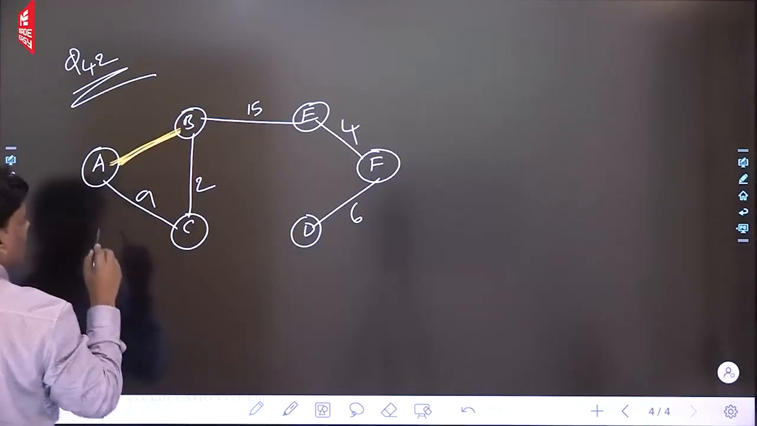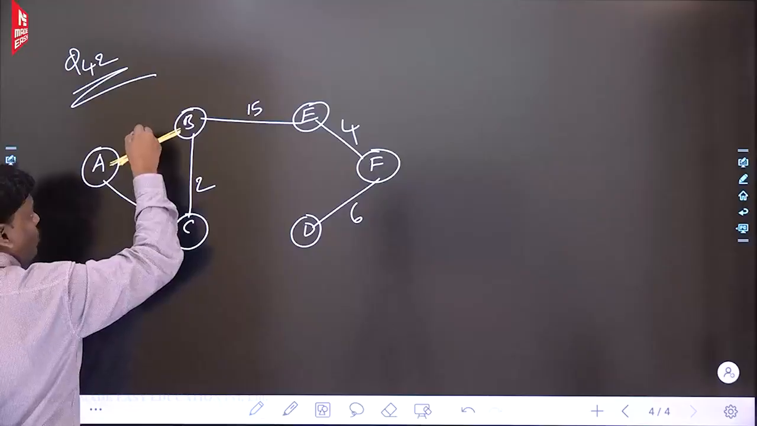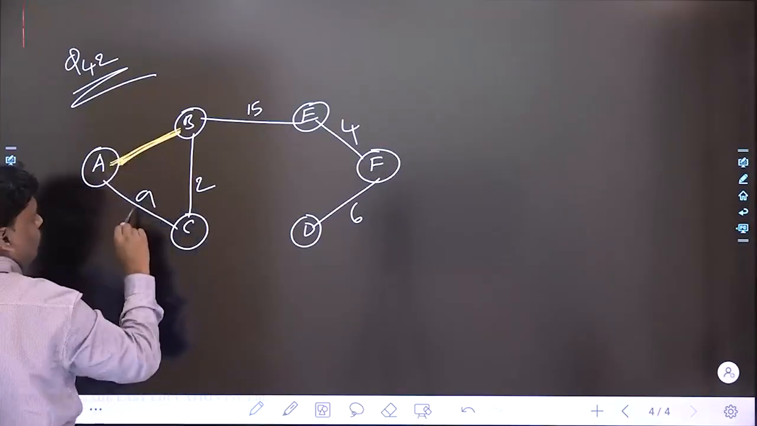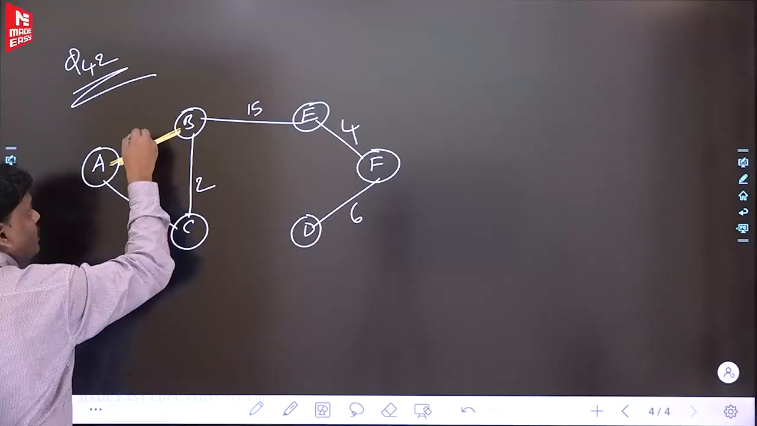What is the meaning? These two are better than this one means, can you help me now? What will be the possible value here? They deleted this, which means this one is larger. That is the reason they deleted it. Can you help me? What is the possible value here? Everyone now: among the available edges, which is the maximum? 9. So what should the answer be? It should be 9 or more than 9.